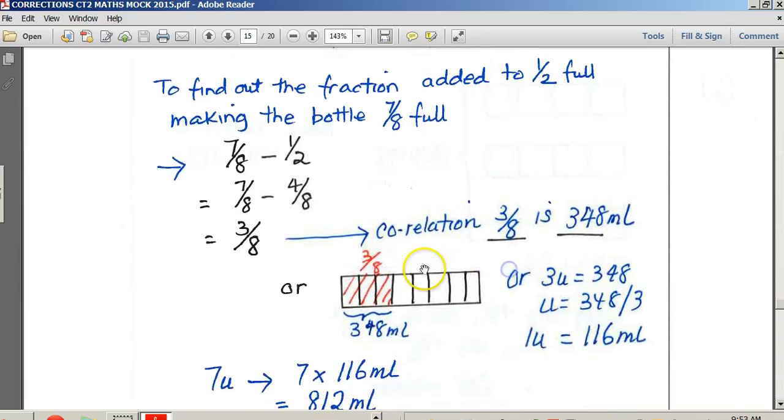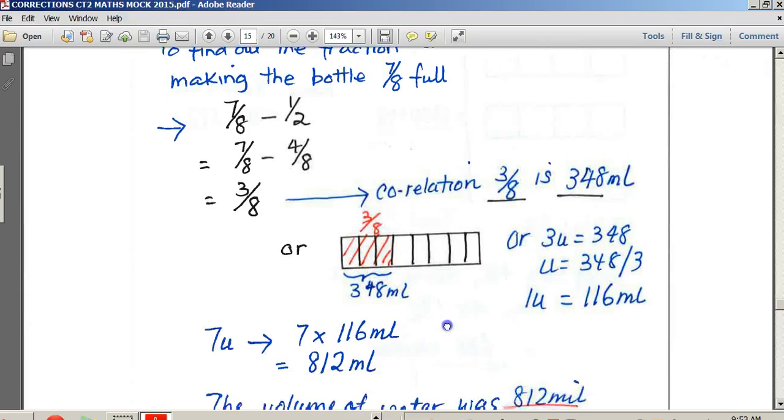If you look at it this way, out of 8 portions, the denominator is the whole. Out of 8/8, 3/8 is 3/4 of 8. Now, be very careful, 3/8 also means 3 units. 3 units is 3/4 of 8, right? So you express it this way. 3u is 348, 1u is 348 divided by 8, which is 116. It means this is 116, 116, 116.